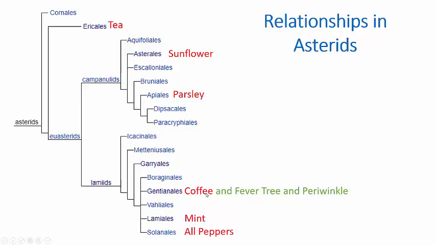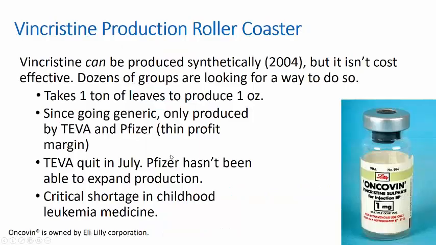Oh, yes, here's its relationship in the asterids. Here's your coffee. There's that fever tree we just talked about, and now we're adding periwinkle to it, that rose periwinkle. Now, what's important about annual versus perennial and stuff like this is that while you can produce vincristine synthetically, in 2004 some people succeeded, there's about like 6 different ways people have come up with producing it, and none of them are really good. They're not cost effective, and it's hard to bring them up to scale. So you still, even today, have dozens of groups competing to try to find a way to produce this synthetically.